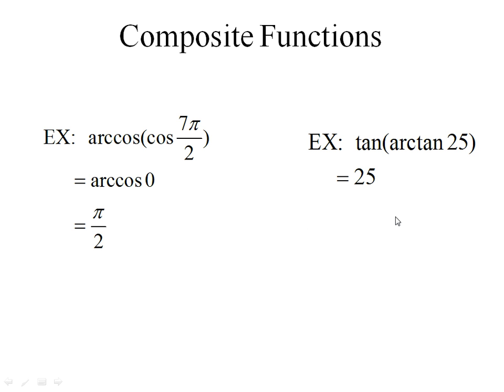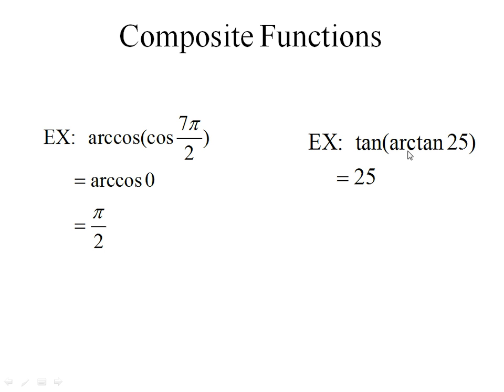For the other example, I have tangent of arctangent of 25, and it equals 25. If you think about it, tangent and arctangent are inverse functions, so they just cancel out and give you your original value back. That's always going to work. But you might be looking at that first example thinking, wait, this was arc cosine and cosine, those are inverse functions, and it didn't give me 7 pi over 2 in the end. It only gave me pi over 2.